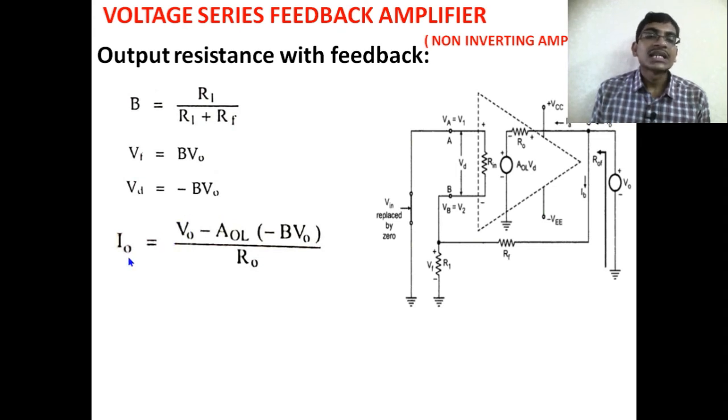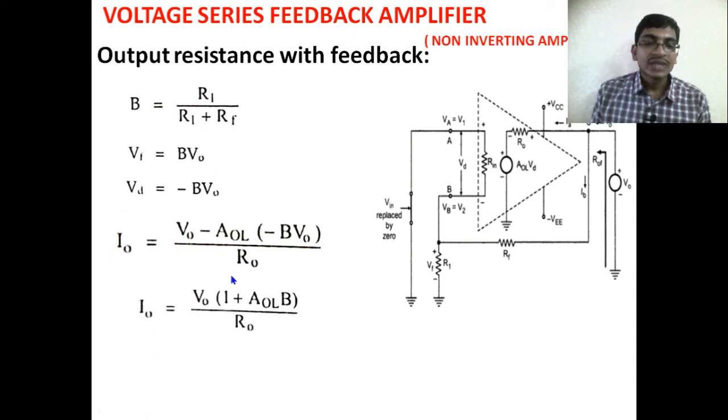Therefore the I0 equation can be written as output current I0 is equal to (V0 minus AOL Vd) by R0. Instead of Vd we substitute minus beta V0, so minus into minus becomes plus. Therefore V0 plus AOL beta V0. In these terms we can take V0 common, so I0 is equal to V0 into (1 plus AOL beta) divided by R0.